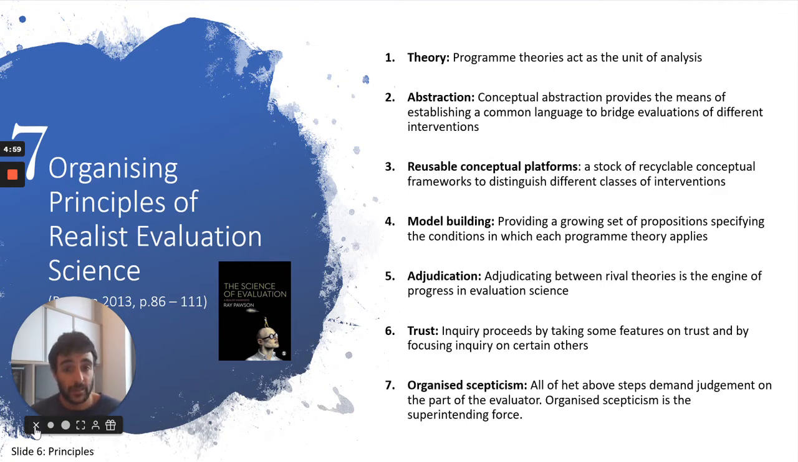And then seventhly, the seventh organizing principle is organized skepticism, which means that all of the above steps demand judgment on the part of the evaluator. And so we need organized skepticism as a superintending force to overlook whether the claims being made, whether the interpretations being made are credible, are useful, are rigorous enough in order to be seen as scientific enough.